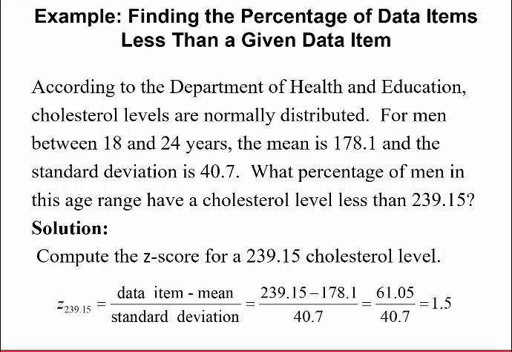Whenever you're told something's normally distributed, given the mean and standard deviation, and then you're asked for a percentage of some type, you're going to need a z-score. So compute the z-score for this given value, 239.15. The z-score, which we talked about in the previous lecture, is the data item minus the mean divided by the standard deviation. So you take 239.15 minus 178.1, the mean, divide by 40.7, and you get a z-score which rounds to 1.5. Go to one decimal place, 1.5.